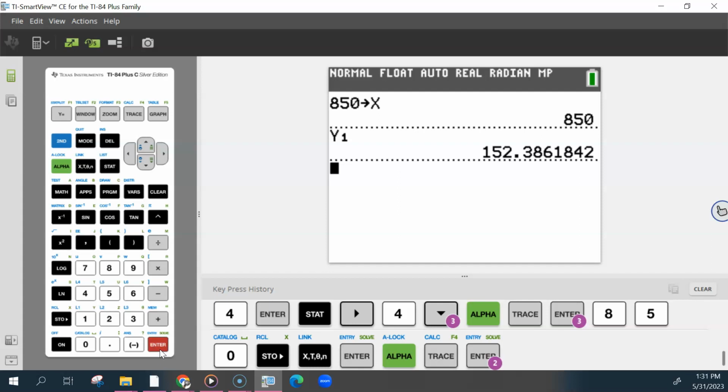Yes. I just typed in 850, and then the STO button, and then X, and then alpha trace. Enter twice. So this would be our answer for part A, but we have to round to the nearest dollar. So $153.